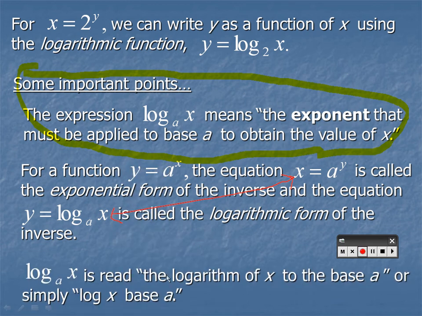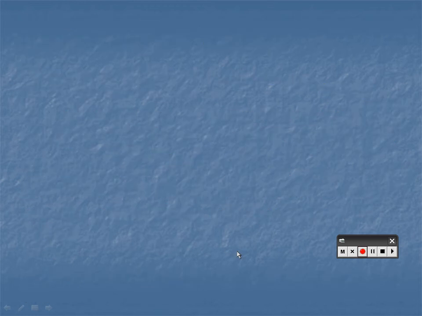Log ax is read as the logarithm of x to the base a, or simply log x base a. I usually say log a of x, but there are different choices. So the logarithm of x to the base of a, log base a of x, is another way to say it. Sorry, log base a of x. Yeah, like that. Okay. Next.